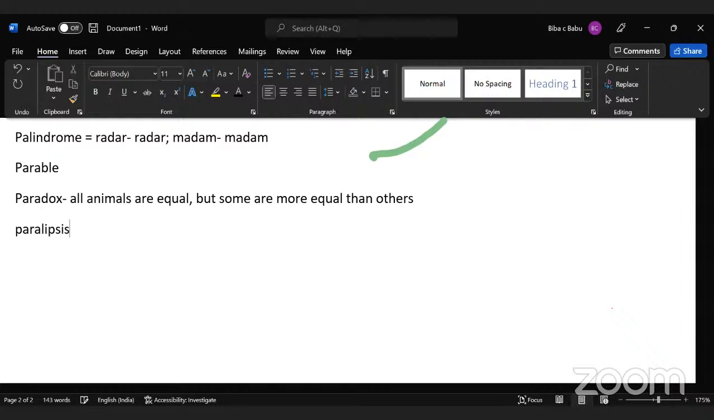Paralipsis. Paralipsis is a type of irony in which the writer or speaker emphasizes something. They give emphasis to something while claiming to say nothing or very little about it. They emphasize something and they don't talk about it. Okay.